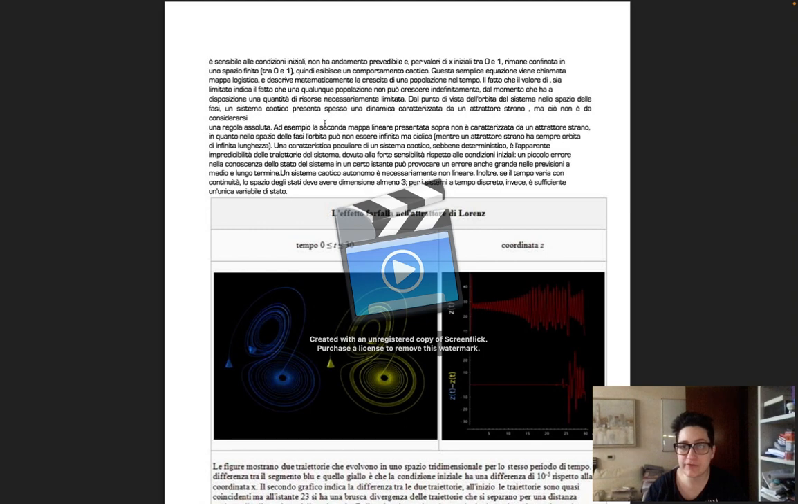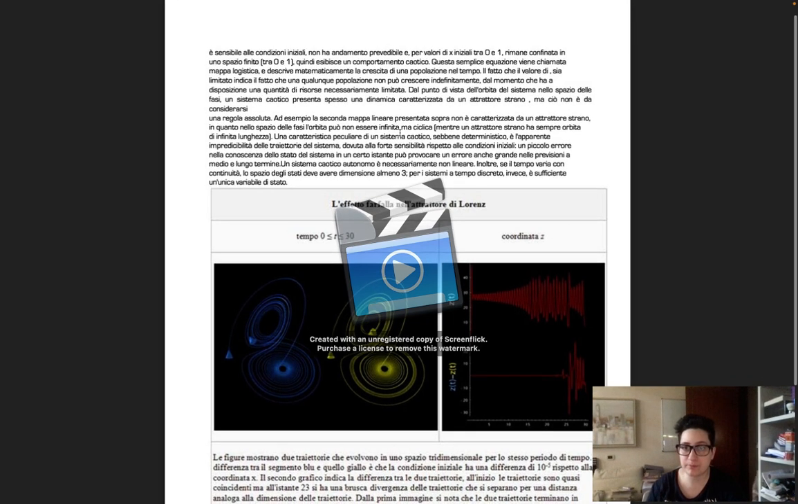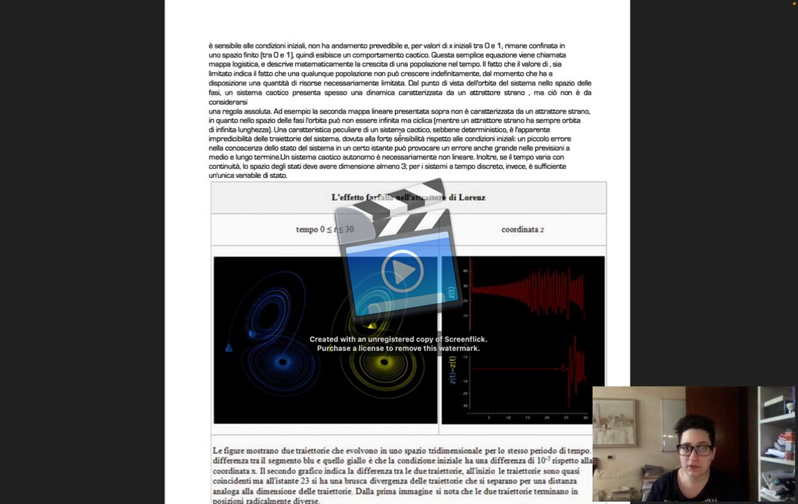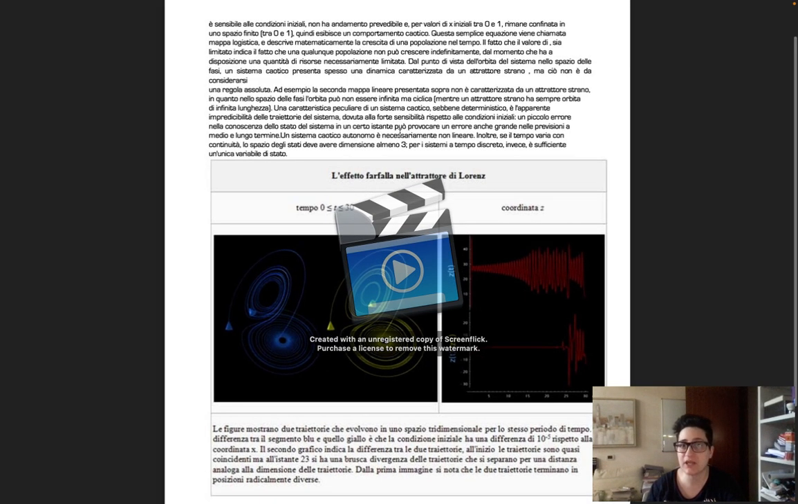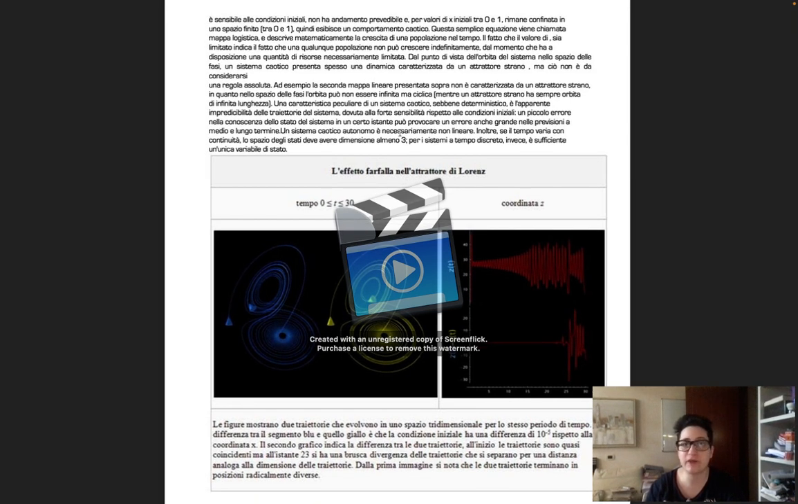From the point of view of the orbit of the system in the space of phases, a chaotic system often shows a dynamic that is characterized by a strange structure. But this is not to be considered as an absolute rule. For example, the second linear map presented above is not characterized by a strange structure, in that in the space of phases the orbit cannot be infinite but is cyclic, while a strange structure is always an orbit of infinite length.